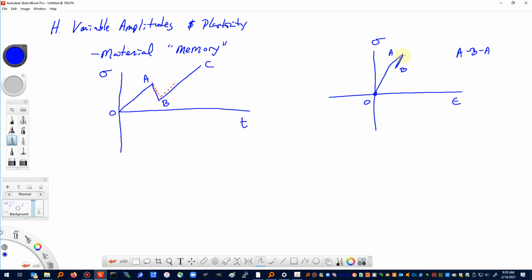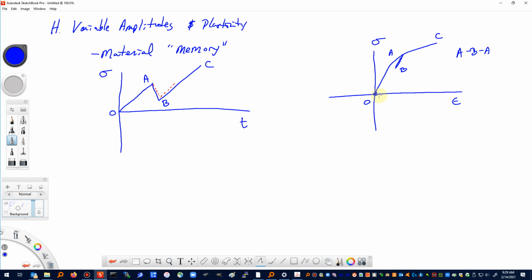Okay, so when it goes from O to A, comes down to B, it reloads back up to A, and then it continues on from A to C as if this ABA had never even happened. So if we were to go to the lab and test this, we would see that.